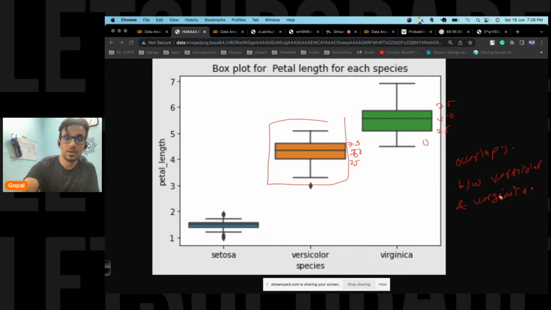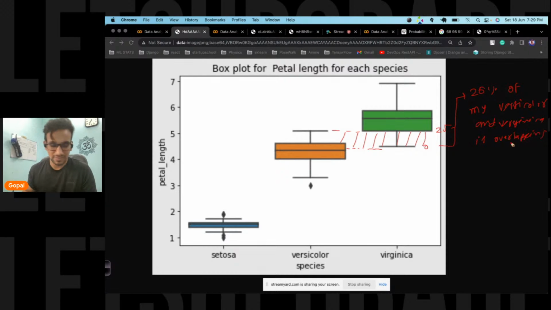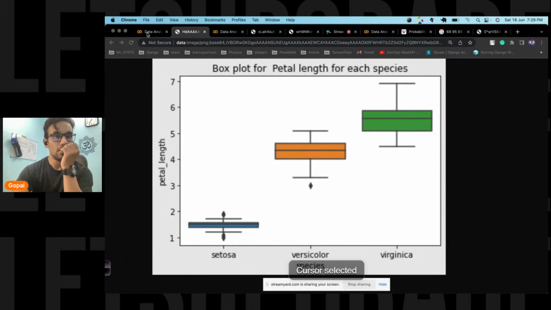No one? Okay. Let's talk about how much it will be. It will be 0 and it will be 25. So if you talk about this certain range and this certain range, this portion is overlapping with one another. Okay, 0 to 25. So what we can say here is that 25% of my versicolor and Virginica is overlapping. That's it.